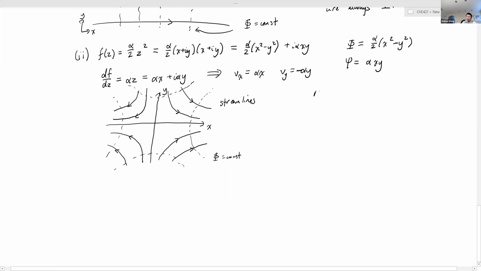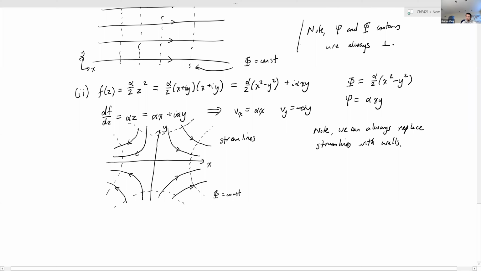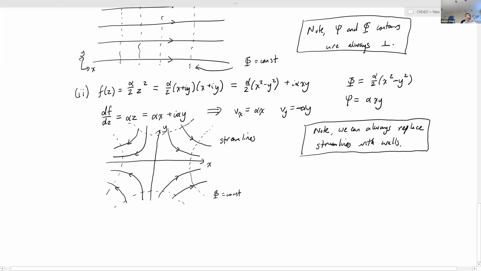One note that I'll mention. We can always replace streamlines with walls. Okay. And so these notes are actually halfway important. I'm going to box all these notes. In normal fluid flow conditions, you can't always do that. But we're talking about inviscid flow, and so the no slip condition near a boundary doesn't necessarily apply here, right?